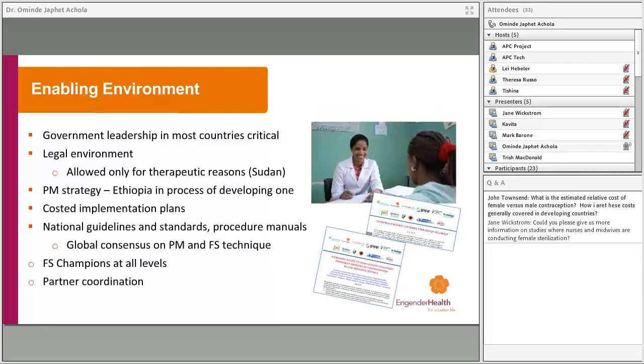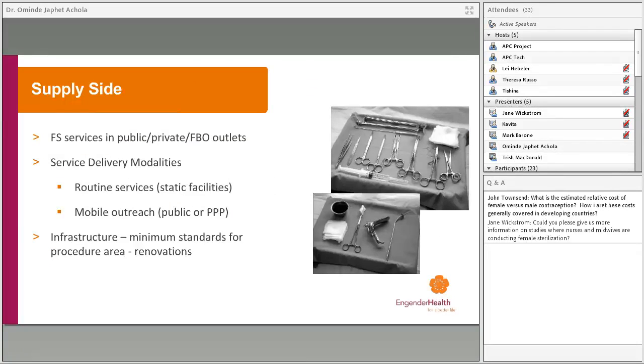Champions are critical when you are scaling up or expanding services, to sustain the efforts and ensure that commitments continue through the process of scale up and expansion. The services are currently being offered across all the countries through the public sector, faith-based organizations, and the private sector. And in terms of client load, I think it's in the same order that I had mentioned them.